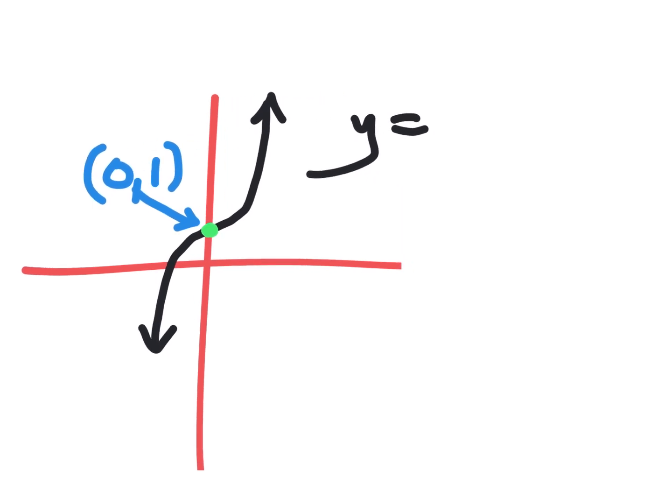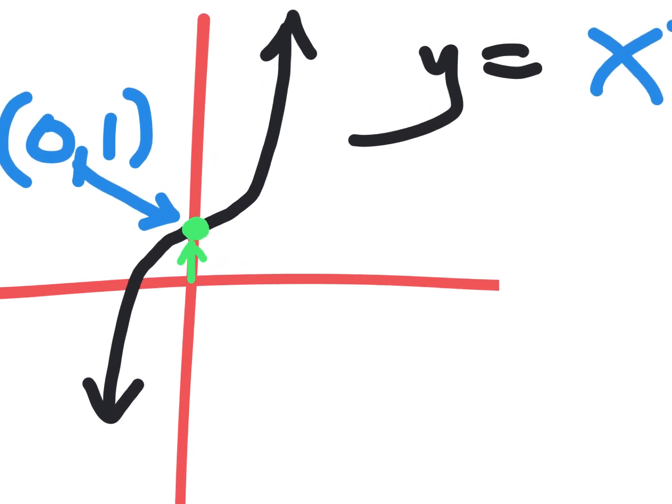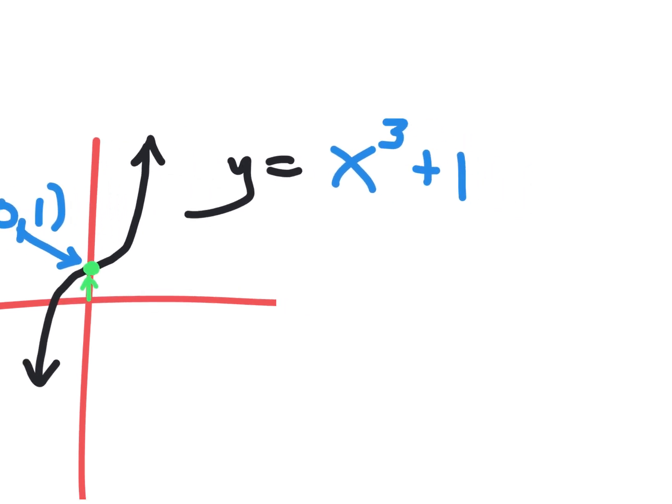All right. y equals x to the 3rd, but it got shifted up 1. Who had that one? All right. Good. It's up 1 from where it used to be, see? Moved up 1. Okay.